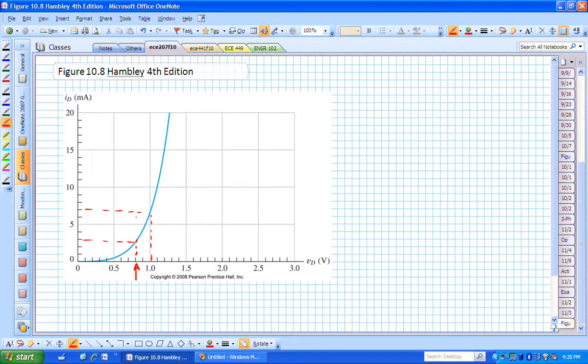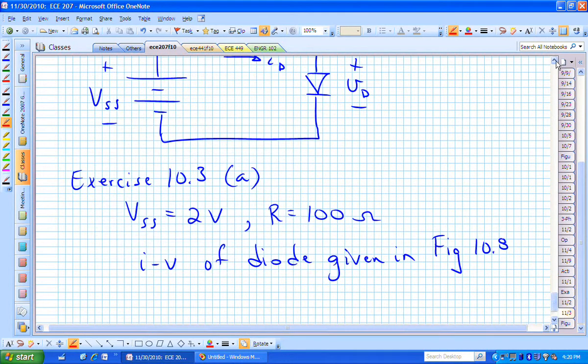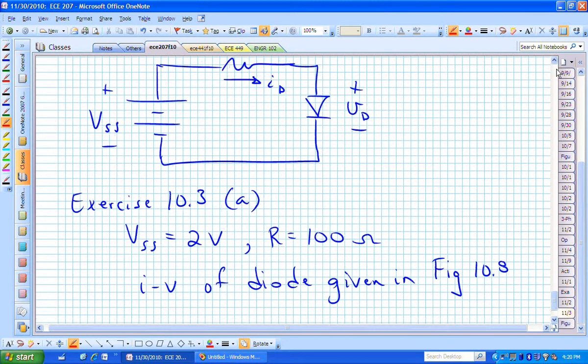But we don't yet know how much current or voltage we're going to have passed or dropped on that diode. That's going to depend on how we've biased or set this circuit up, and we've been told that the battery is now a 2-volt battery and the resistor R is 100 ohms. We want to now know what is the voltage dropped across that diode and what's the current flowing through that diode.